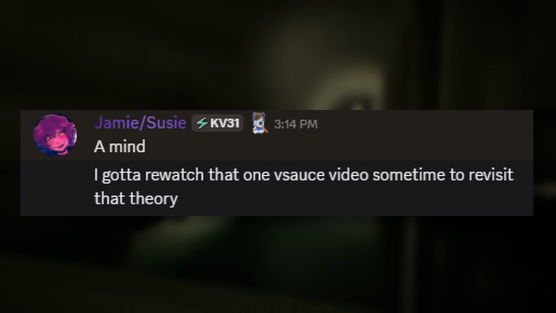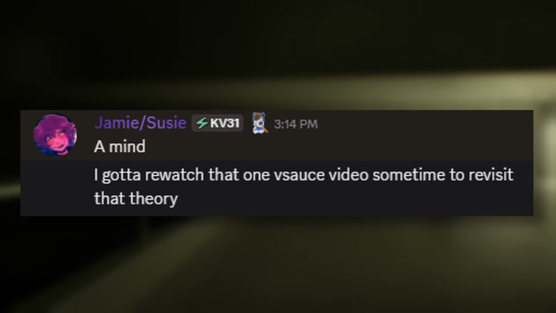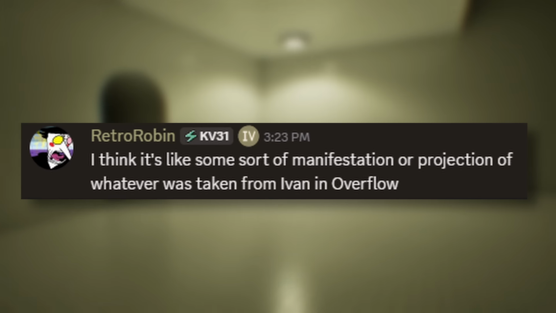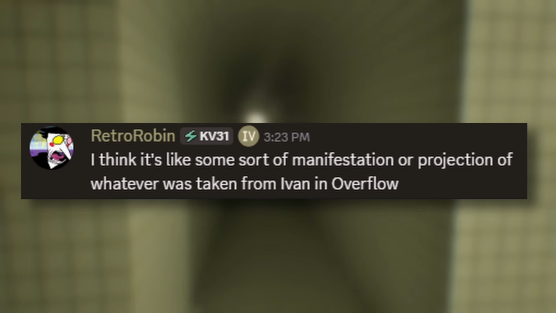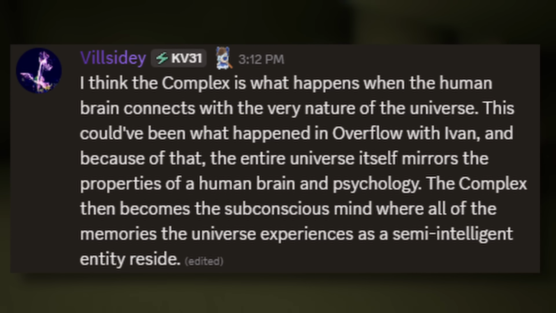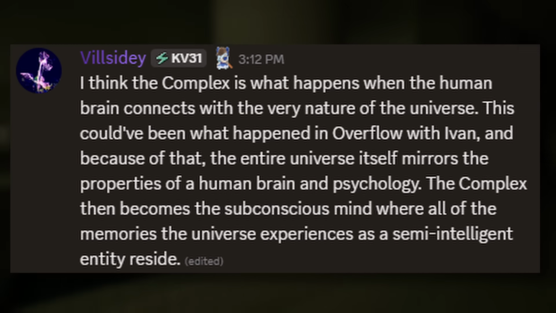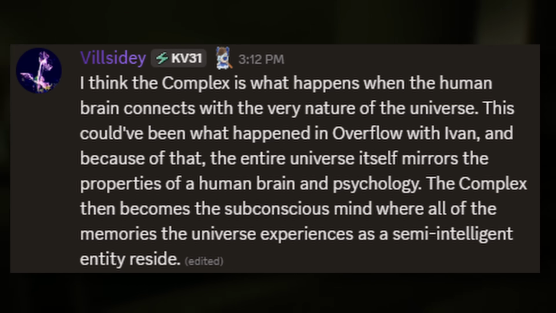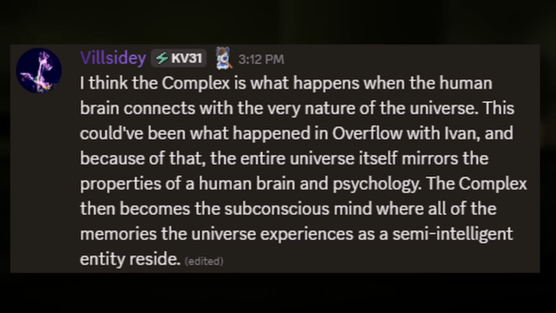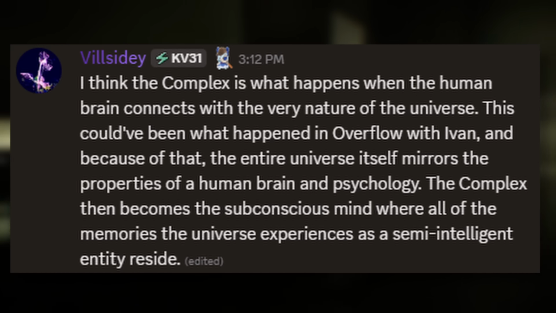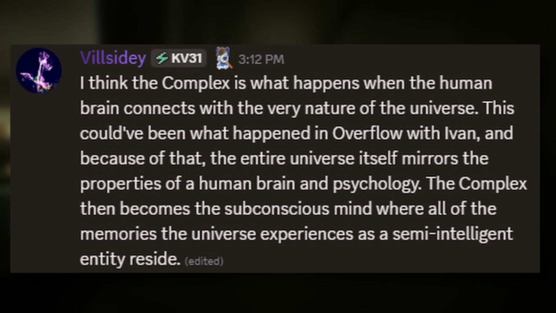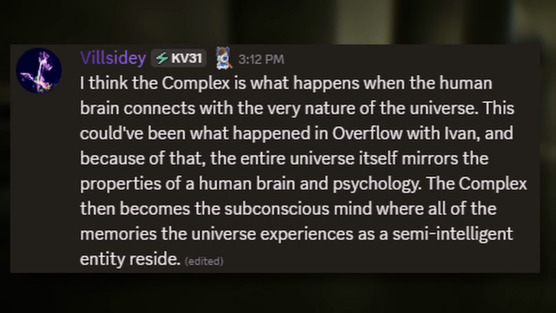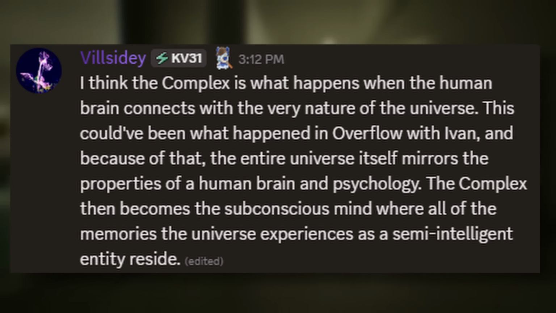Susie mentioned that the complex is probably a mind, and Robin mentions that he thinks it's probably a manifestation or projection of what the complex took from Ivan during Overflow. Vil also thinks that the complex is the result of human brains connecting with the very nature of the universe itself. He mentions that this could have occurred during Overflow, and because of that, the entire universe itself is mirroring the properties of a human brain and human psychology. He describes the complex as a subconscious mind where all the memories the universe experiences reside.